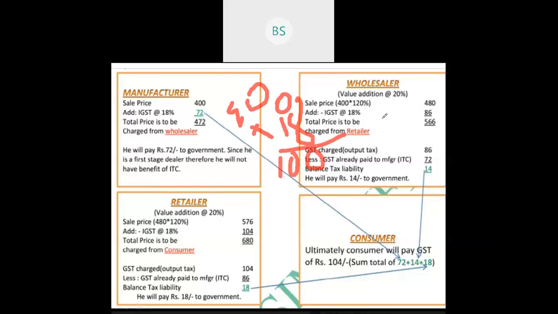So now the whole 80 he has to give to the government. What do you think? All 80 rupees he has to give? Something wrong we have done here. Or should he do output tax minus input tax?